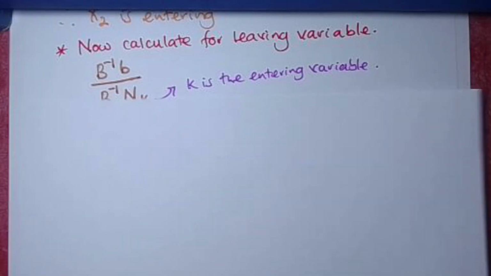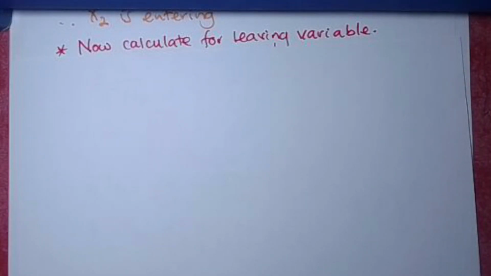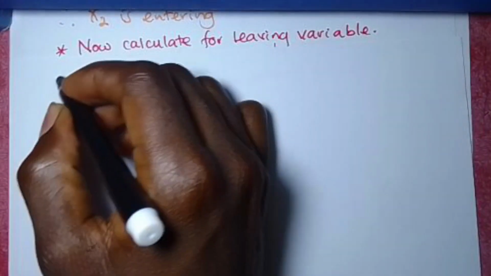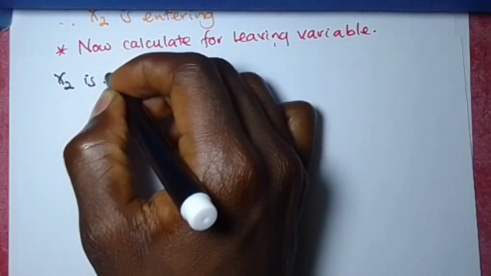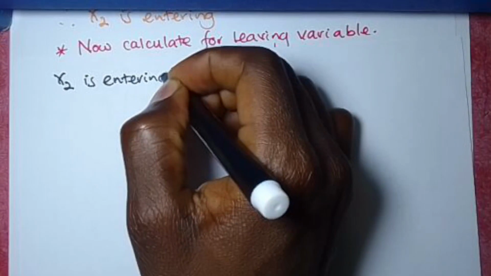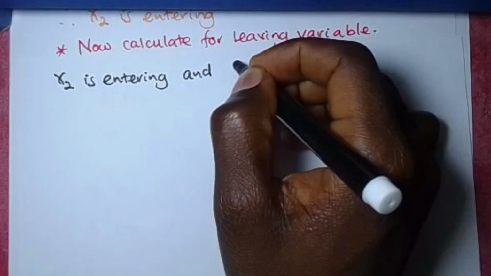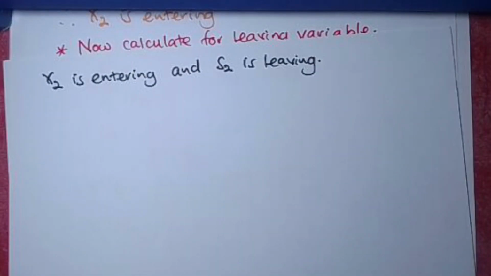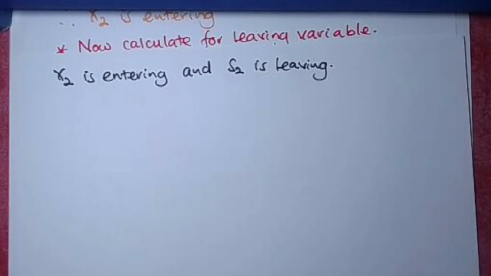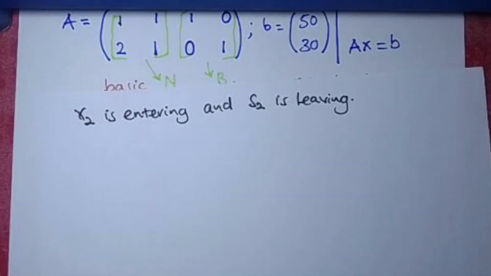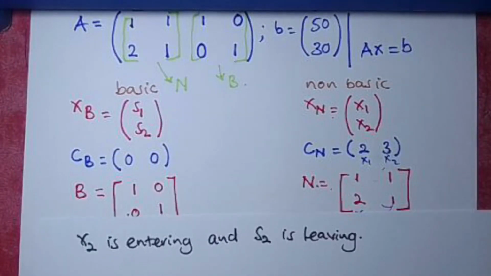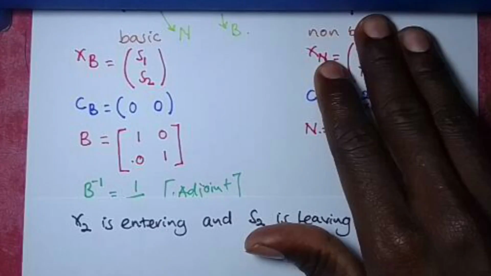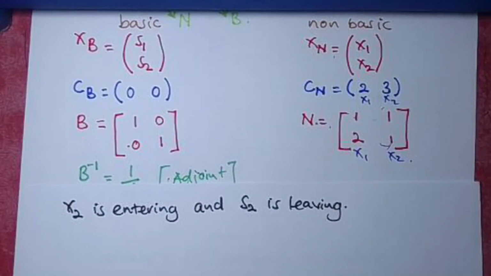So let me write this on a clean sheet of paper. We said x2 is entering and s2 is leaving. So once you know these two, the entering variable and the leaving variable, you will just need to refer to the first objective or the calculations that you've done, and you see now from this what we have here, where we said the basics. So we need to again.